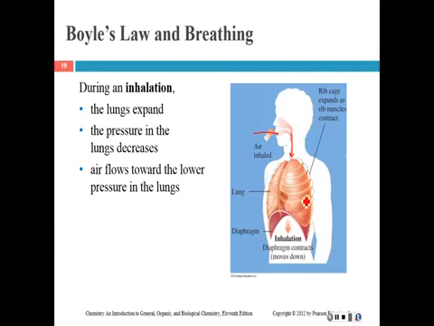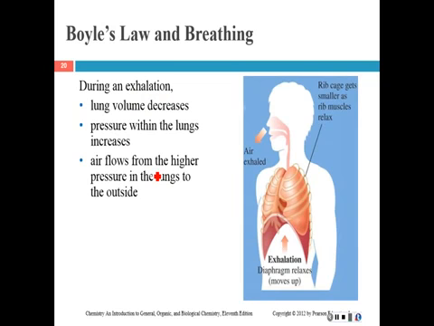So how do we make the pressure inside our lungs become less? We make the volume become bigger. That's what happens on inhalation. The lungs expand and the pressure goes down, and then air comes in. The opposite happens when you exhale. The muscles relax and the lungs shrink, so the pressure goes up, and that forces the air out. So how easy or hard it is to breathe sometimes is a factor of the air pressure outside of you.